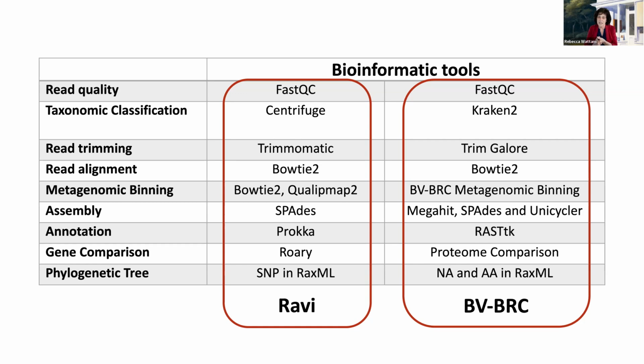For annotation, they used Prokka. We used RASTtk. For genome comparison, they used Roary. We used proteome comparison. And then for tree building, they did SNPs and RAxML, and we used nucleic acids and amino acids in RAxML. The one difference is all of the tools on the right are united within our resource, so it's a seamless way. You don't have to change any of the data between any of the different steps because it's all united seamlessly.